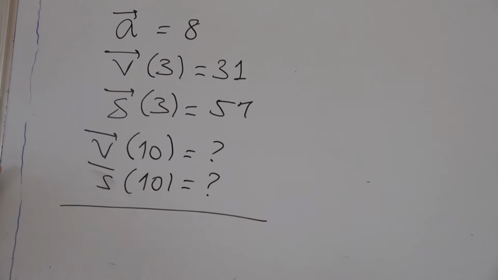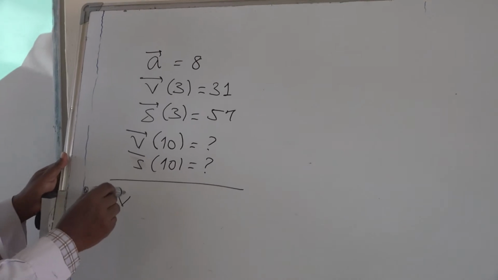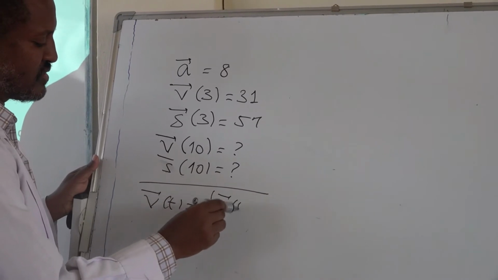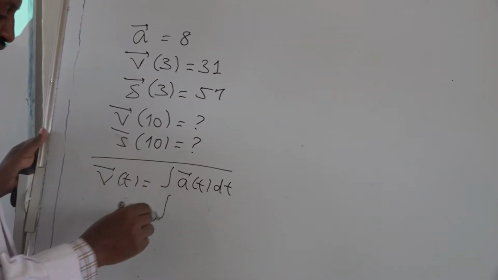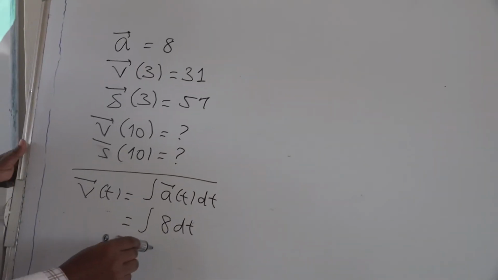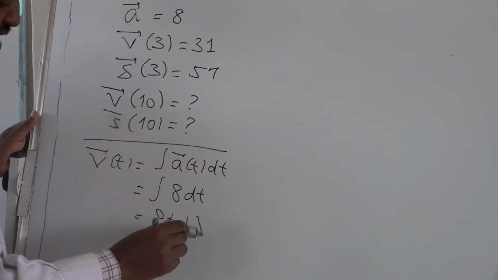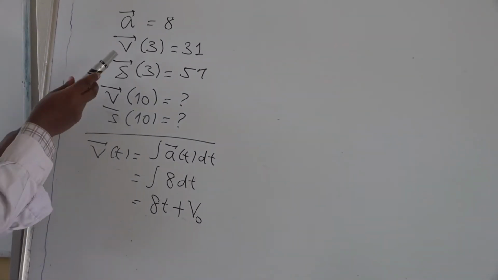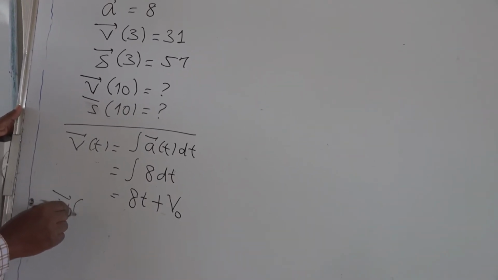Now, first let us try to find the following for velocity. Velocity is nothing but the integral of the acceleration function, okay? But the acceleration is a constant. It is given to be 8 meters per second square, so 8 dt. That means the integral will be 8t plus some constant. That constant is the initial velocity of that moving object. Now, we have given that v of 3 is 31.